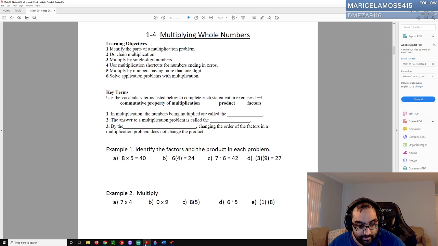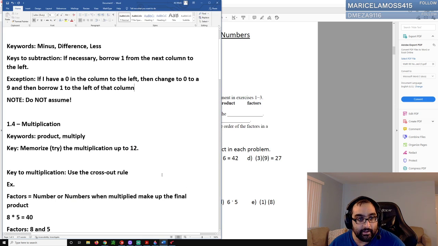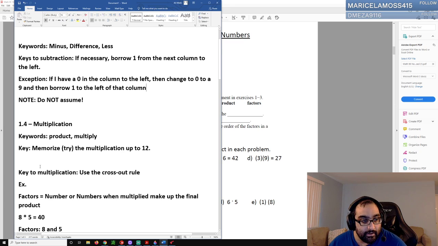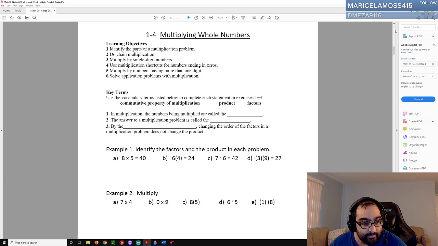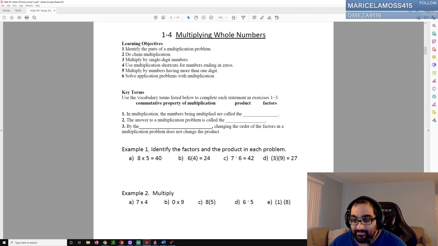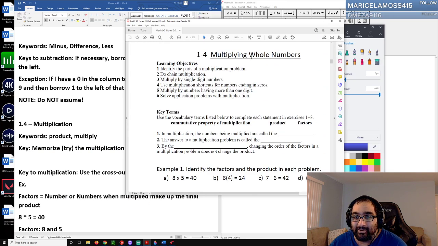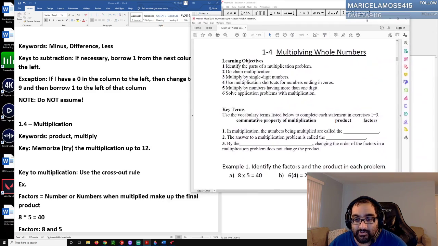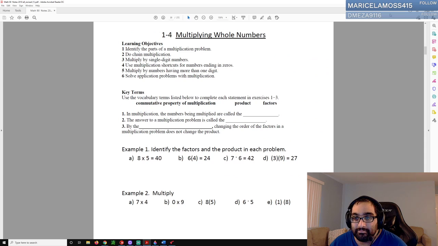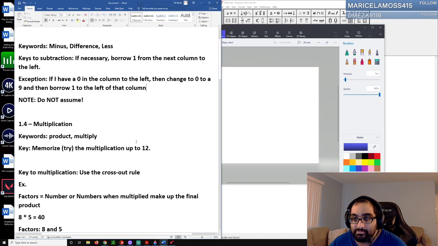Let's see here. Where are we? Oh, there we go. All right. So in multiplication, we do have some keywords here. Keywords for multiplication are, say, product or multiply. All right, so again, it's not too bad. Why have you done this to me? All right. Sorry, everybody. It's been one of those days. No, stop doing things. All right. There we go.